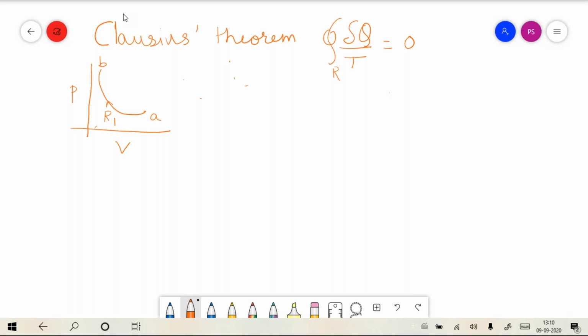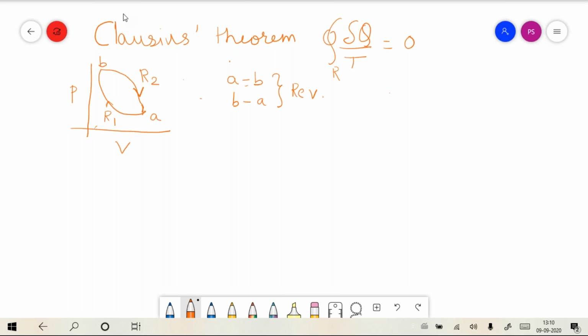One is a process A to B and the other is a process B to A. Both these processes are reversible. The second process, B to A, is also reversible. It takes you back to state A, so that the cycle is completed, and that path is, let us say, R2.